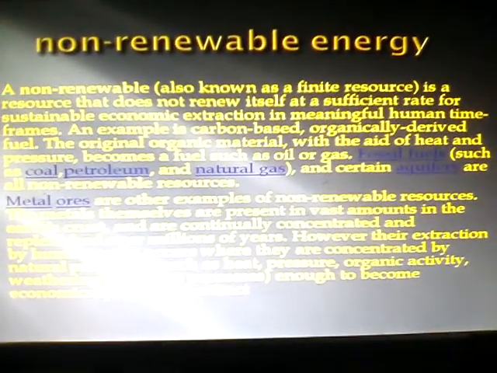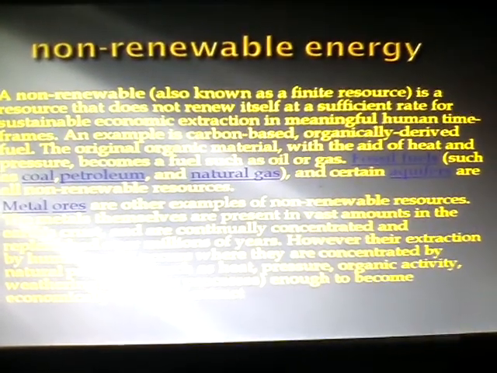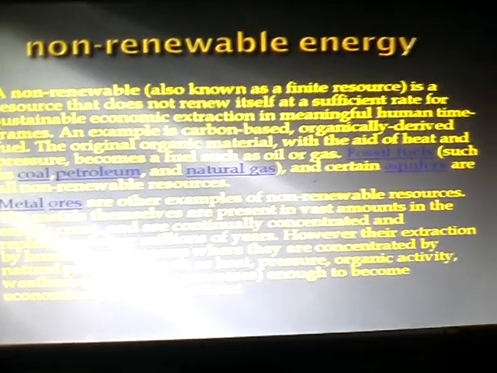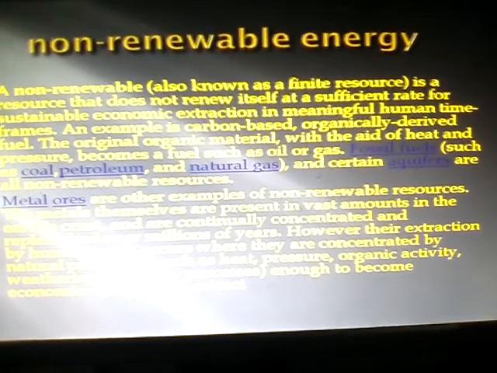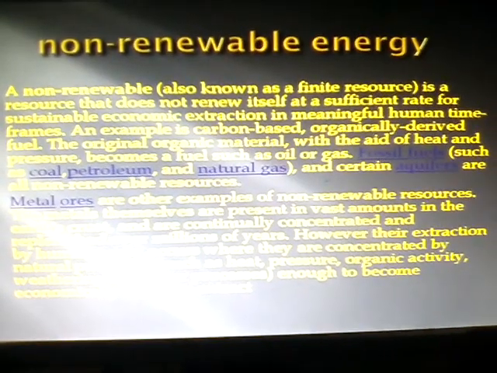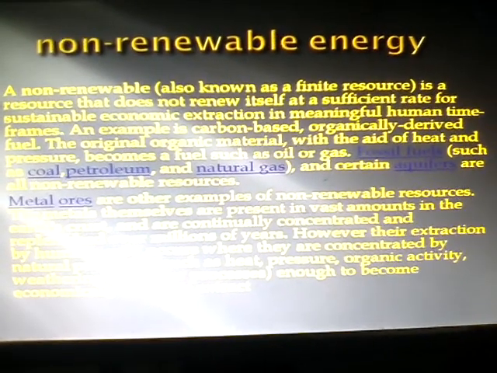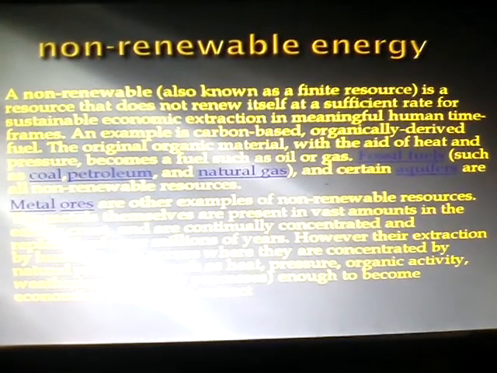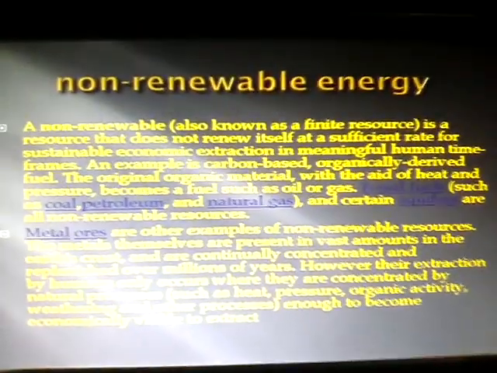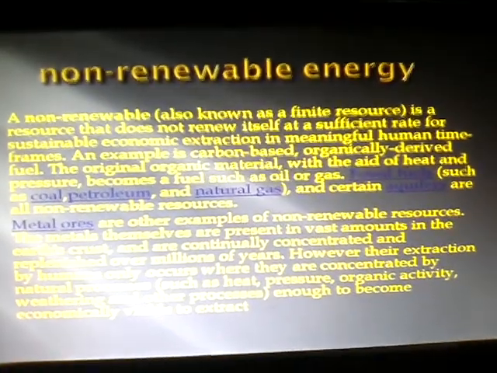Non-renewable energy. A non-renewable resource, also known as a finite resource, is a resource that does not renew itself at a sufficient rate for sustainable economic extraction in meaningful human time frames. An example is carbon-based, organically derived fuel. The original organic material, with the aid of heat and pressure, becomes a fuel such as oil or gas.